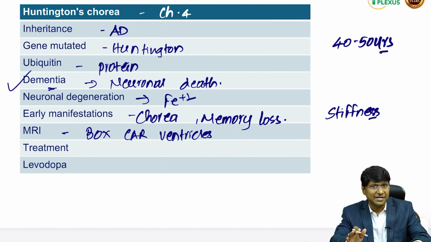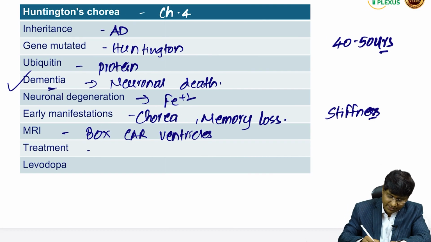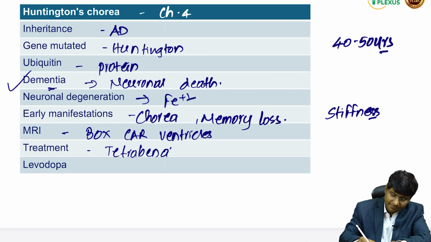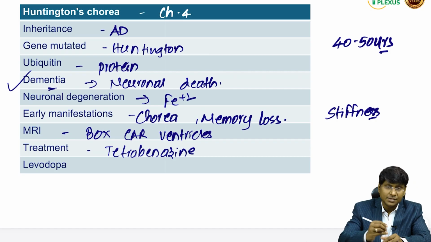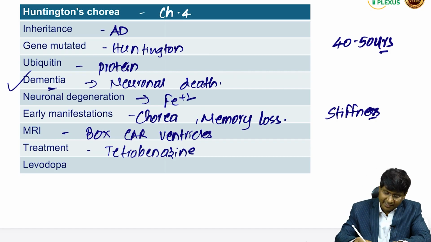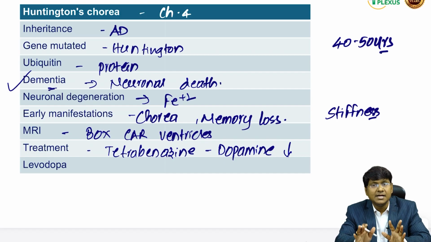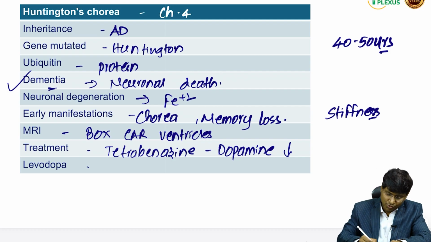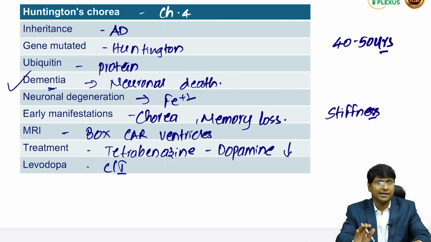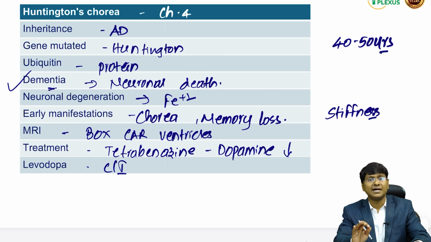How do you treat these patients? The treatment is tetrabenazine, which is a dopamine depleter. In Huntington's disease, dopamine is present in excess quantity, so levodopa is contraindicated in Huntington's chorea. So this is about Friedreich's ataxia as well as Huntington's chorea.